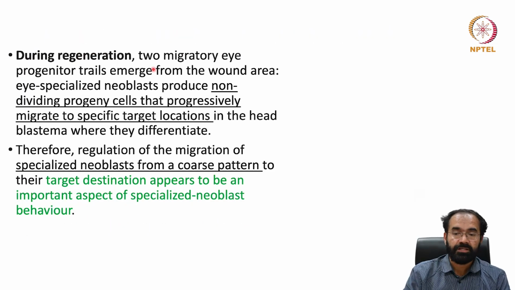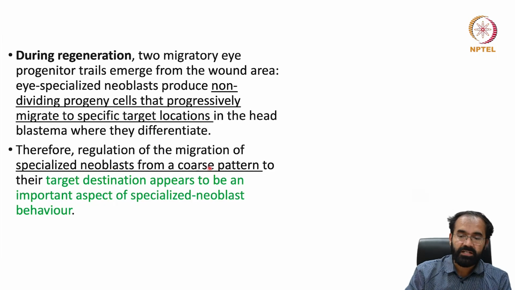So during regeneration, two migratory eye progenitor trails emerge from the wound area. If there is a wound, two trails will come. Let us see what they are. Eye specialized neoblasts produce non-dividing progeny cells that progressively migrate to a specific target location in the head blastema, where they differentiate. The head is removed, the blastema is formed, and now the head structure has to come back, and in that newly formed head structure the eye should form. It's not that in that blastema itself the eye is formed. So it is a constant maturation process.